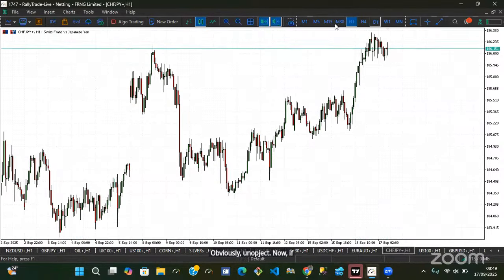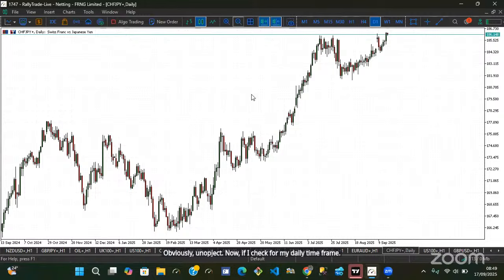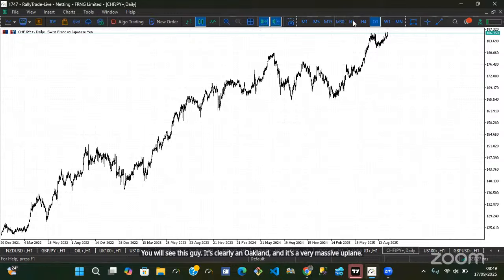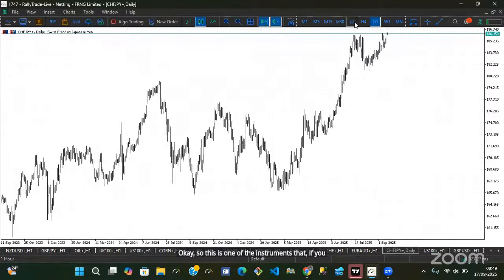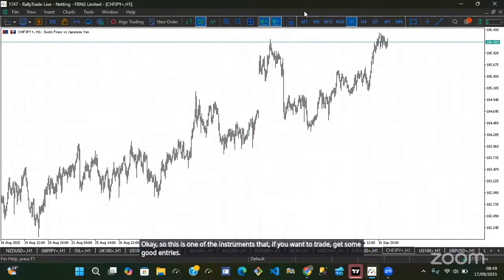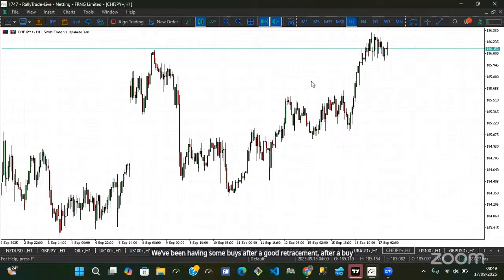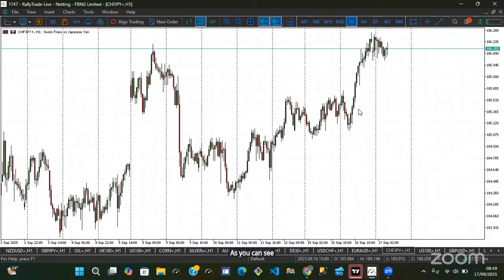Now, if I check my daily time frame, you will see this is clearly an uptrend, a very massive uptrend. So this is one of the instruments that, if you want to trade, you can get some good entries. Since Tuesday last week, we've been having some buys. After a good retracement, we have that buy again. If you can see, this is Tuesday, Monday, Friday, Thursday, Wednesday, Tuesday, and Monday.